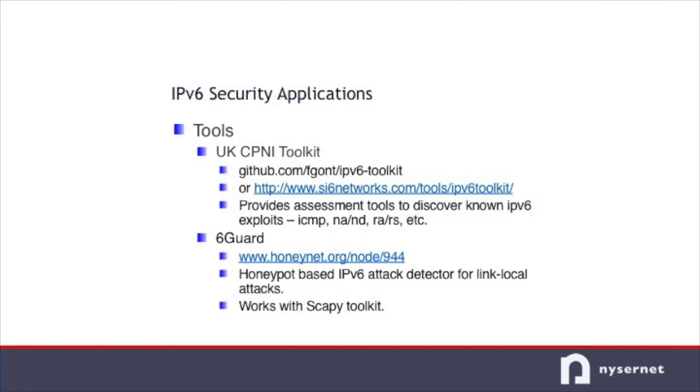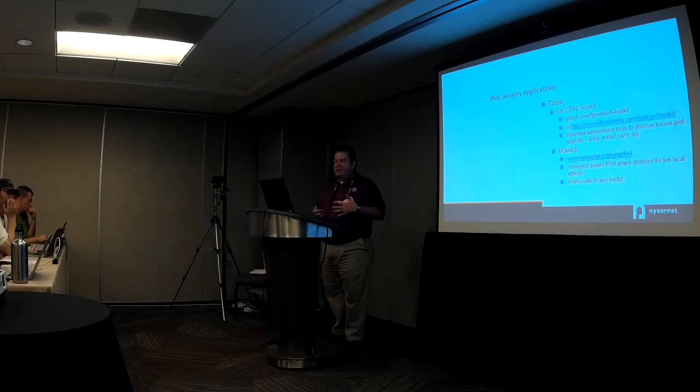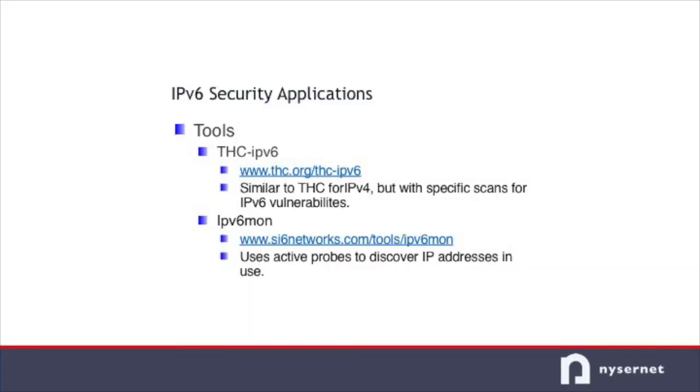There's also a number of other tools out there that would be new, as opposed to tools that you're used to using for v4. So there's the CPNI toolkit from Sci6. So it allows you to look for exploits that are v6 only, so your ICMP v6, your neighbor discovery, things of that nature. There are v6-based honeypots that are out there. That's just one of them. THC that's been out for years.